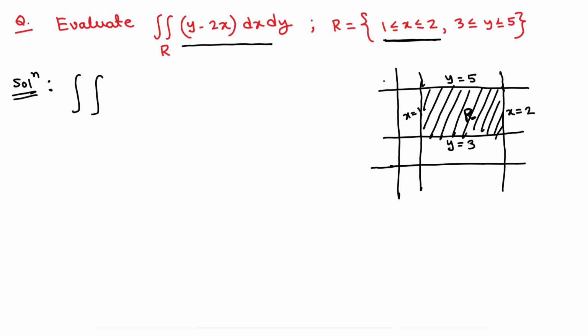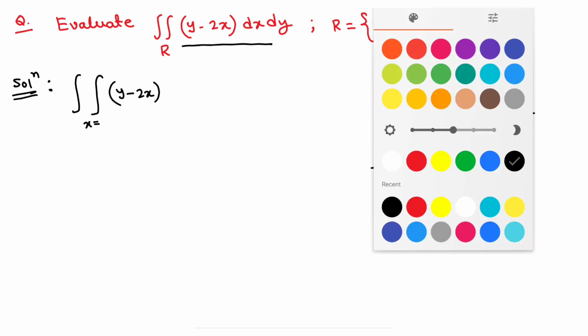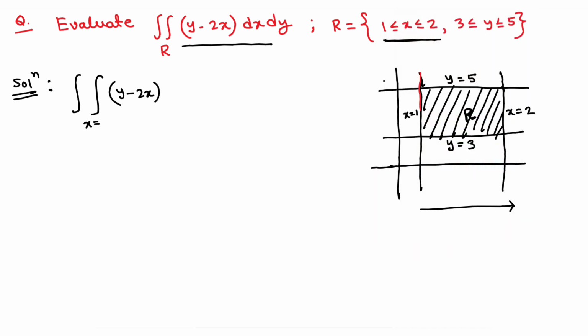Now this is y minus 2x. I have told you that when you are taking the limit of x, the limit will be from left to right. So first let's take limit of x left to right. Now left to right means this straight line, this is the closed region now, from this straight line to this straight line, and we know this straight line is x equals 1, and this one is x equals 2, so limit will be x equals 1 to 2.